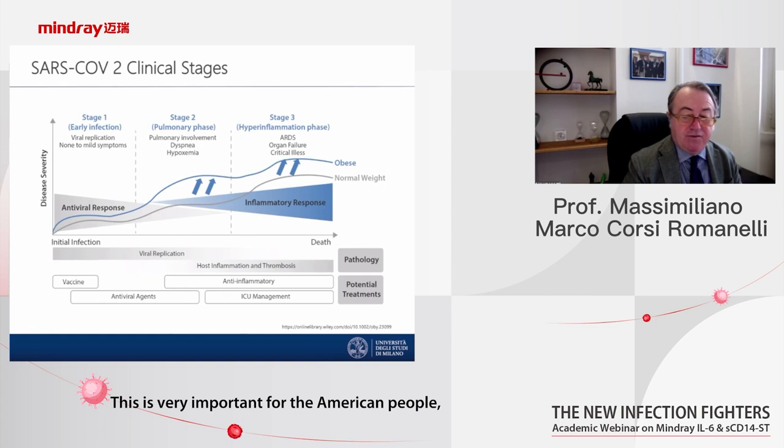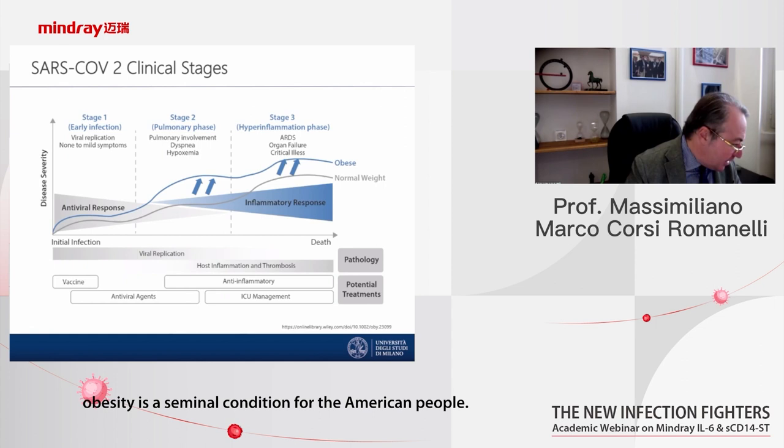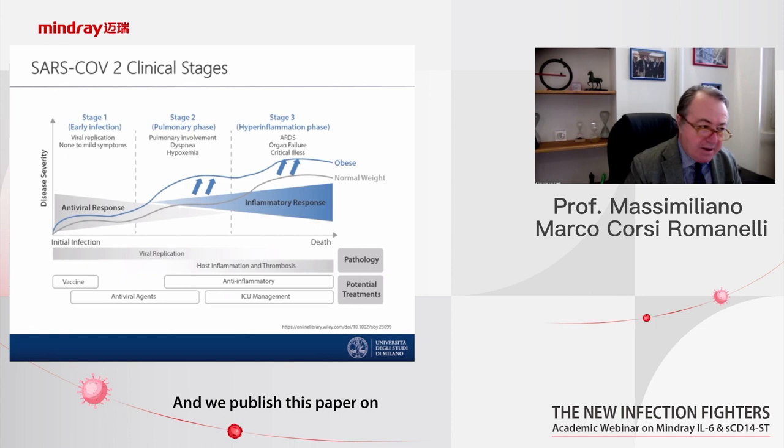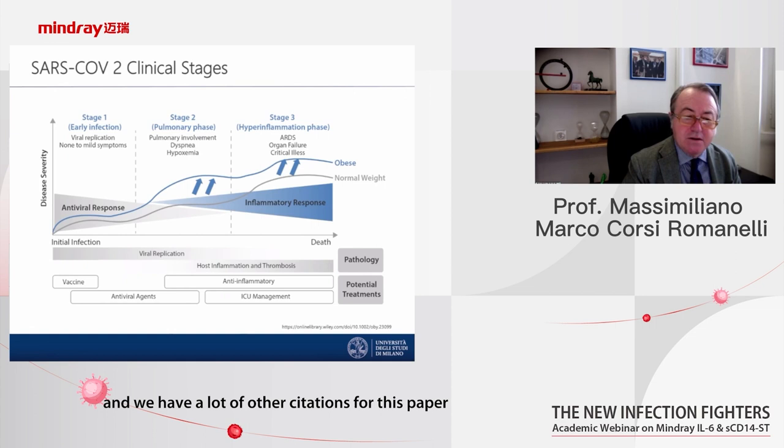This is very important also because for American people, you know, obesity is a serious condition, and we published in Obesity, the journal of the American Society of Obesity, and we are very happy because we are the first to make this hypothesis, and we have a lot of citations for this paper that came out this year.